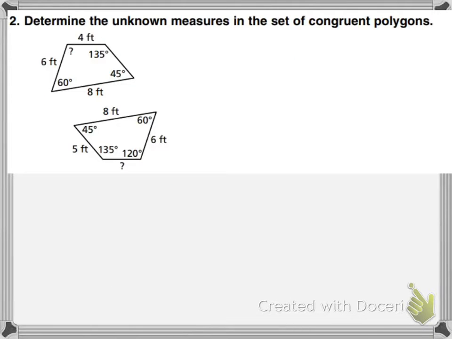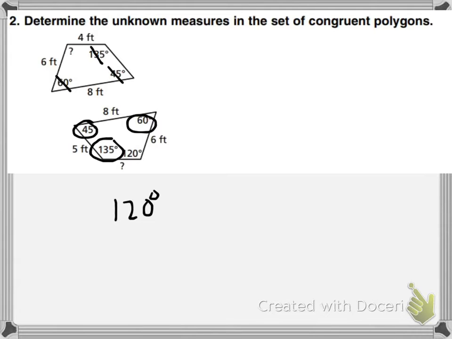Alright, and then our last one here says determine the unknown measures in the set of congruent polygons. Well, if they're congruent, we know that everything's going to match. So let's go through. This one has all the given angles. So 135, well, that's here. Alright, and then we have 60. Well, that's there. 45 is given. That's there. So the one that's missing is 120 degrees.